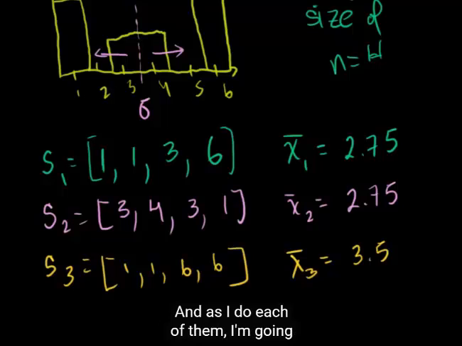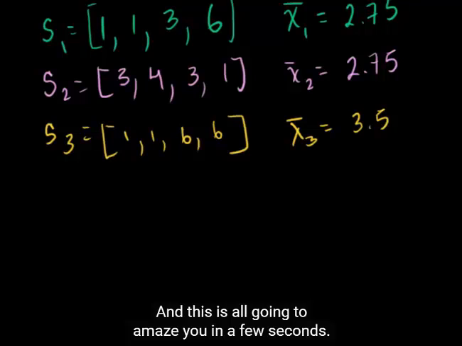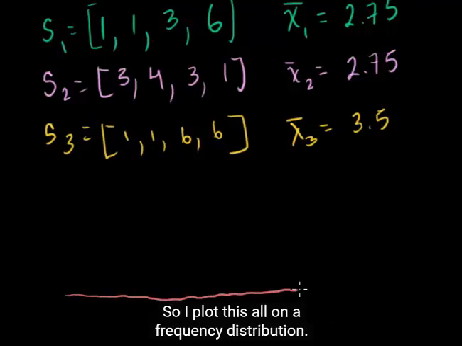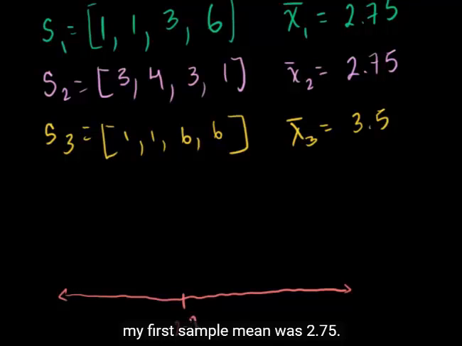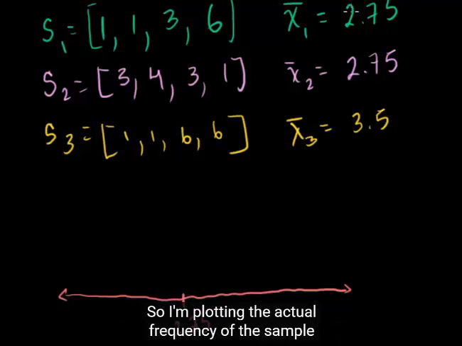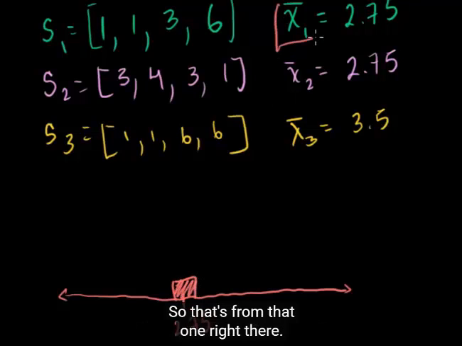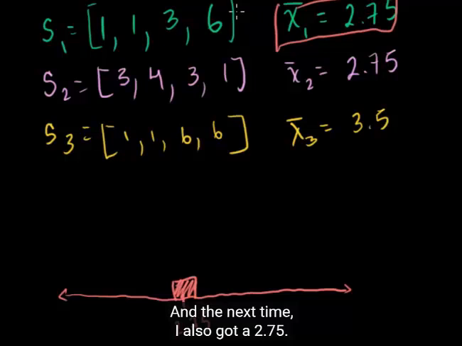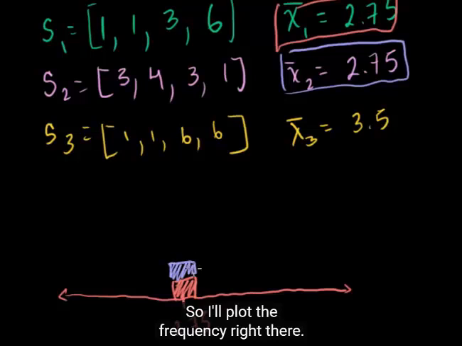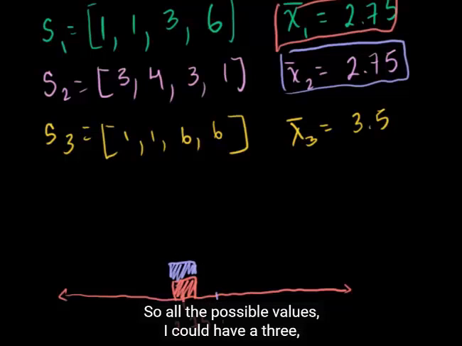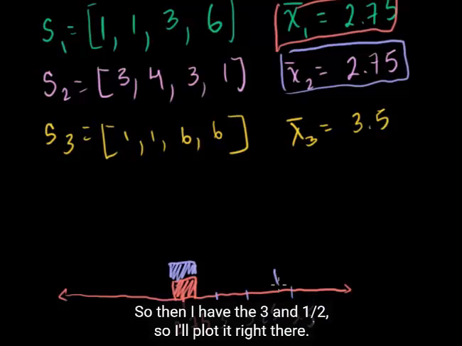And as I find each of these sample means, so for each of my samples of sample size 4, I figure out a mean. And as I do each of them, I'm going to plot it on a frequency distribution. And this is all going to amaze you in a few seconds. So I say, okay, my first sample mean was 2.75. So I'm plotting the actual frequency of the sample means I get for each sample. So 2.75, I got it one time, so I'll put a little plot there. And the next time, I also got a 2.75, so I got it twice. So I'll plot the frequency right there. Then I got a 3.5. So all the possible values, I could have a 3, I could have a 3.25, I could have a 3.5. So then I had the 3.5, so I'll plot it right there.